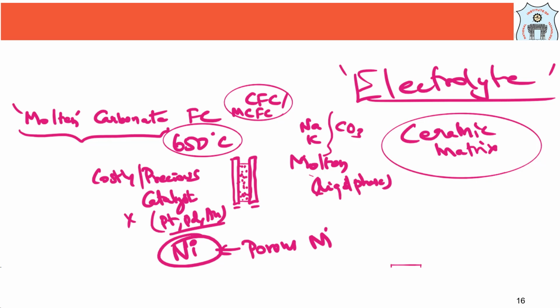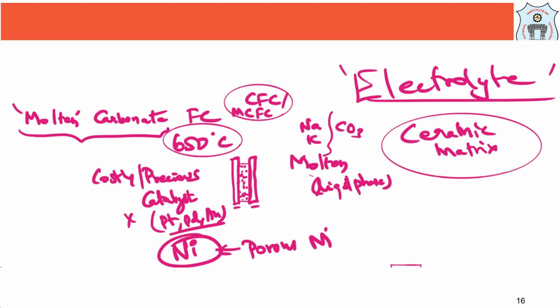That is why we can simply call it CFC, carbonate fuel cells, or sometimes it is mentioned as molten carbonate fuel cell. Both represent the same, so we should know that. Carbonate fuel cells or molten carbonate fuel cells, where a mixture of sodium carbonate and potassium carbonate is used as the electrolyte.